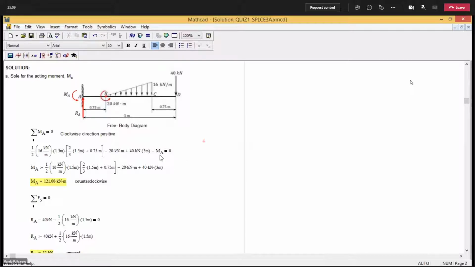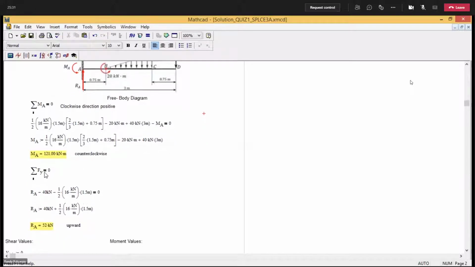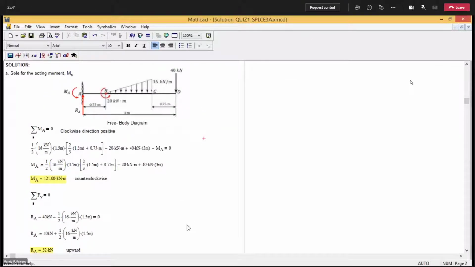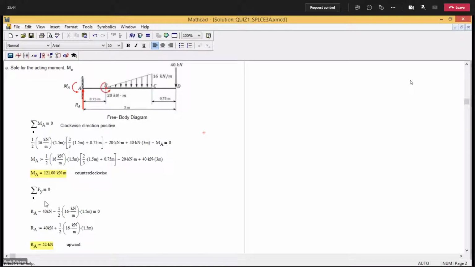Then isolating MA, MA is 121 kilonewton meter. And this is positive. So the result is positive, therefore your assumed direction is correct: counterclockwise. And then for RA, we're going to use the second equilibrium equation, which is applicable to our given beam. We have summation of forces about y equal to 0.